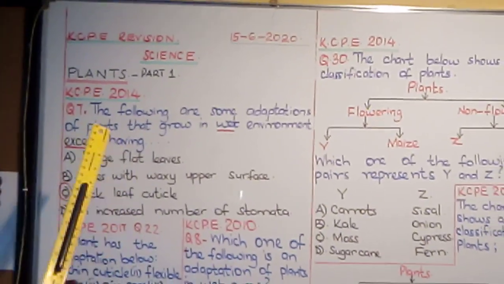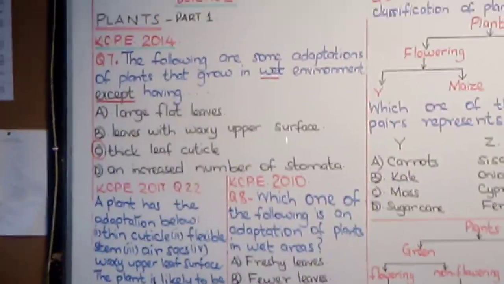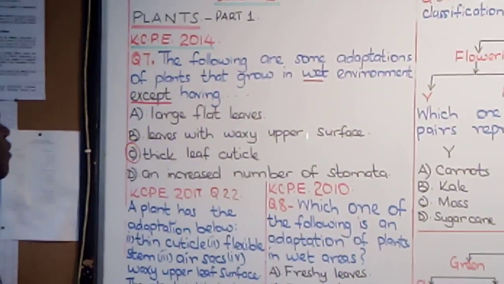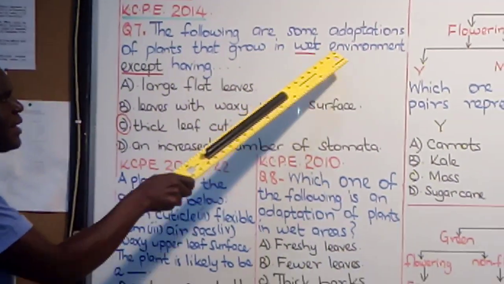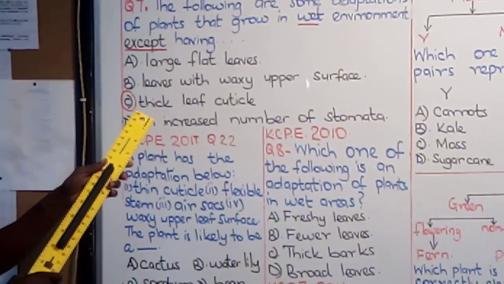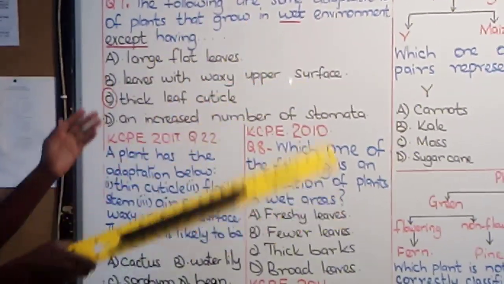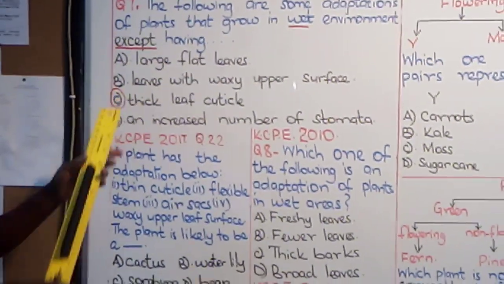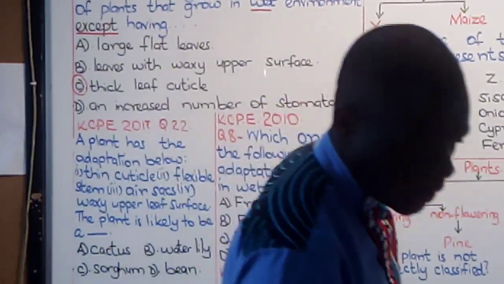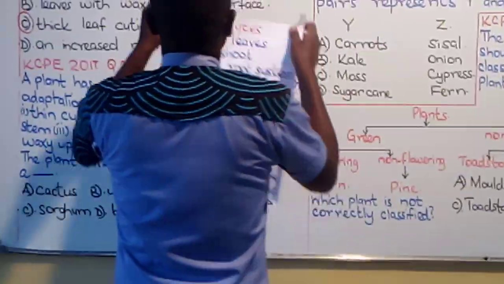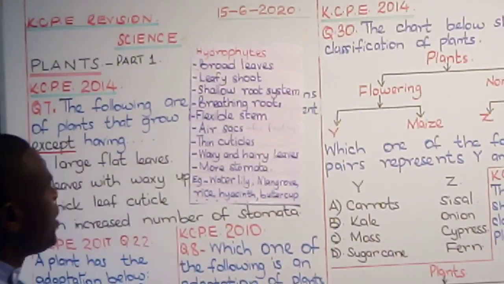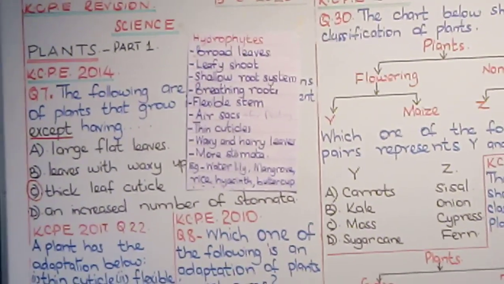So, in question 7 of 2017, the question is asking, the following are some adaptations of plants that grow in wet environments except having dash. That means the plant that has one of the four would give us the right answer. Boys and girls, before we go to that, let us see which are these plants that grow in wet areas. The plants that grow in wet areas, boys and girls, are known as hydrophytes.